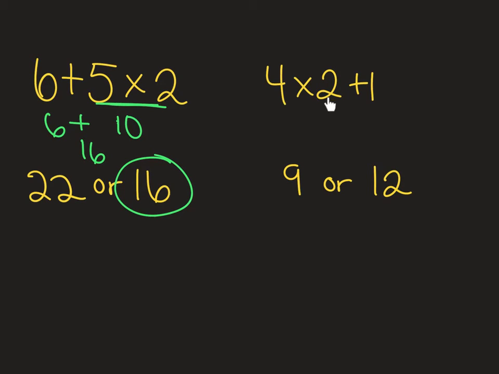Let's look at this example. 4 times 2 plus 1. Will I get a 9 or will I get a 12? Answer is 9. I multiply before I add. 4 times 2 is 8. 8 plus 1 is 9.